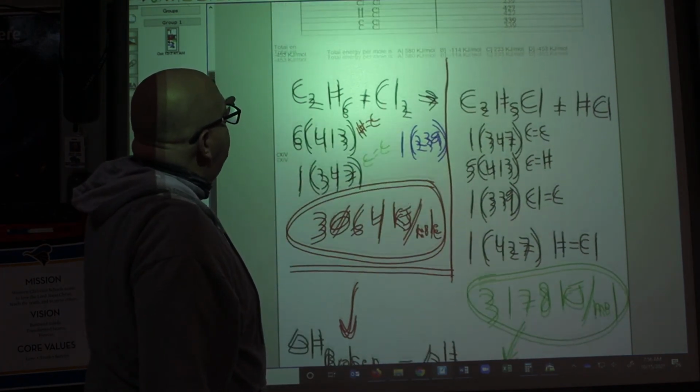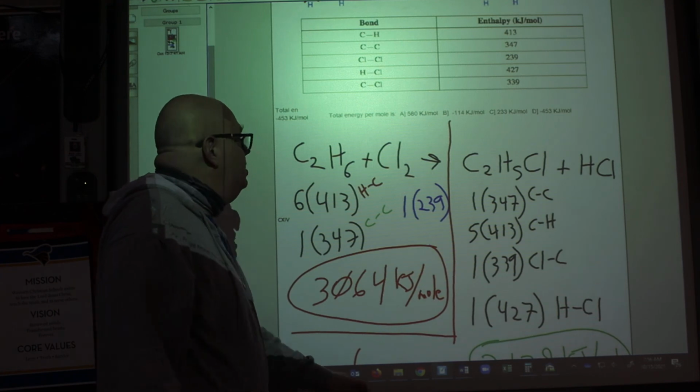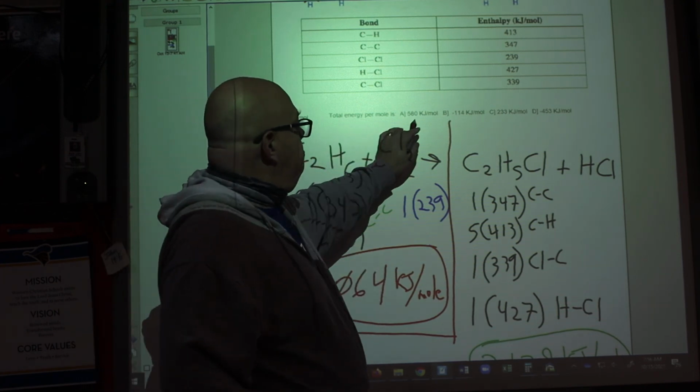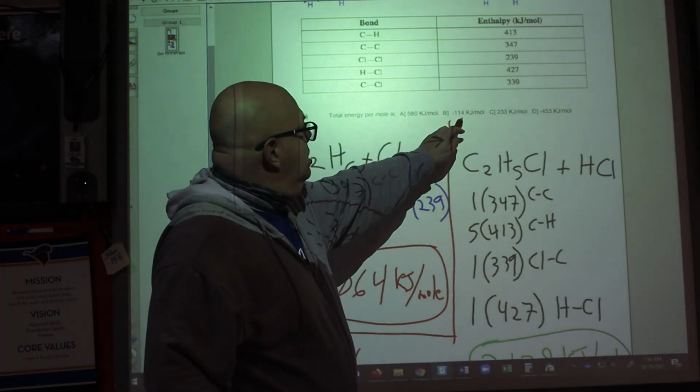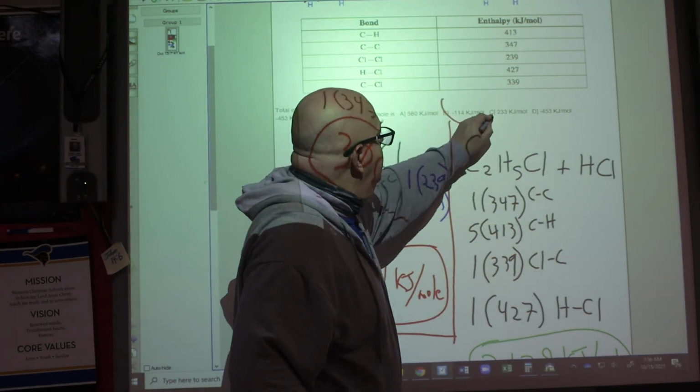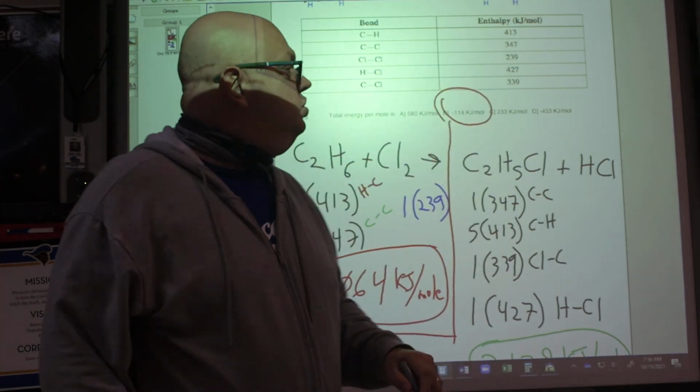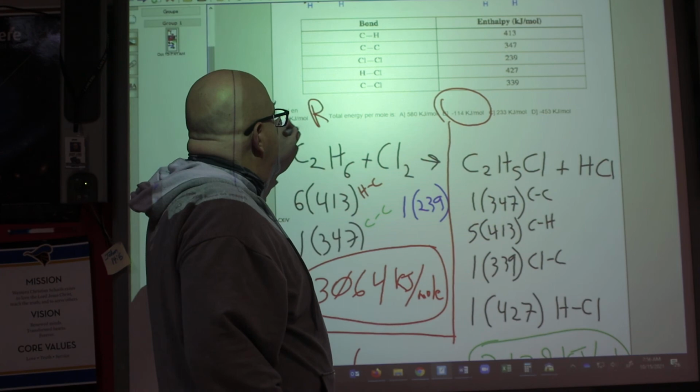Now let's go back up and let's see. Is that negative 114 there? So here's our total energy per mole. Okay, we got our negative. Oh, here we go. It is, in fact, ladies and gentlemen, choice B.